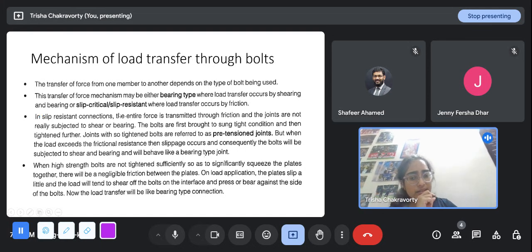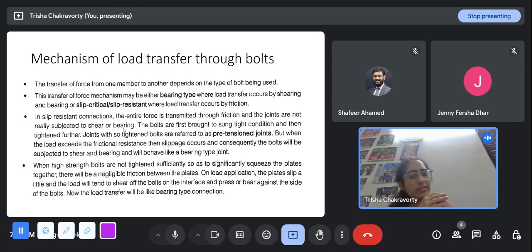In slip resistant connections, the entire force is transmitted through friction, and the joints are not really subjected to shear or bearing. So the bolt is not critical here. The bolt is not going to break, because the load transfer is occurring due to friction between the plates. So the plates are in danger.